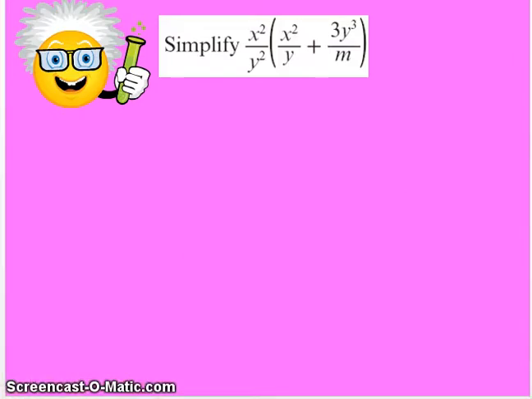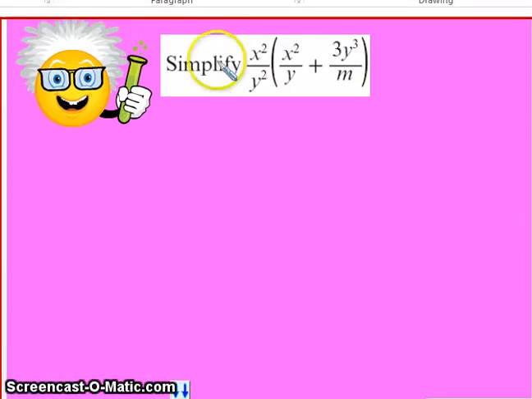Alright, so here's our first example, and this needs to be in your notebook. We want to simplify x squared over y squared times the quantity x squared over y plus 3y to the third over m. Now, notice that we have something outside the parentheses, and then an expression inside the parentheses. And we're going to use the distributive property to multiply these. Now, I need to multiply x squared over y squared by each term inside my parentheses, just like the distributive property tells me to do.